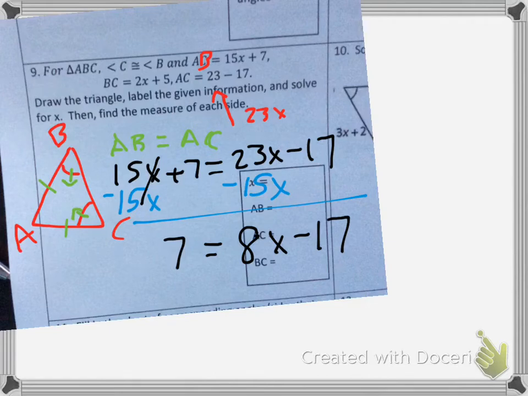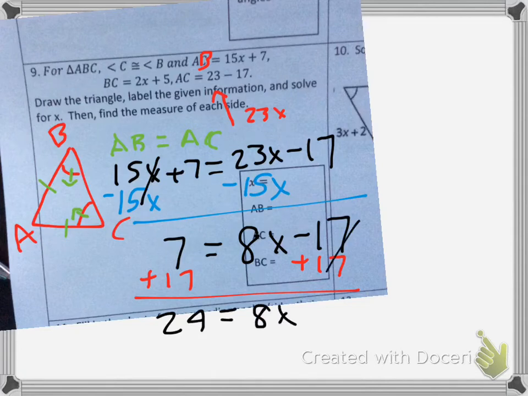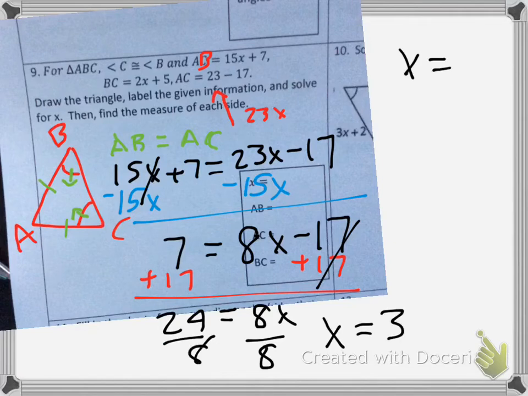From here, we move the constants to the opposite side, so add 17 to both sides. So on the left side, I have 24, and the right side, I'm left with 8x. One last step to isolate the x, divide both sides by 8, so we get x is equal to 3. So x is equal to 3.